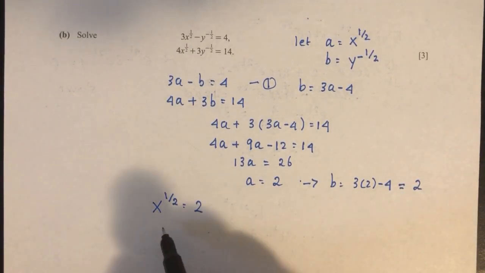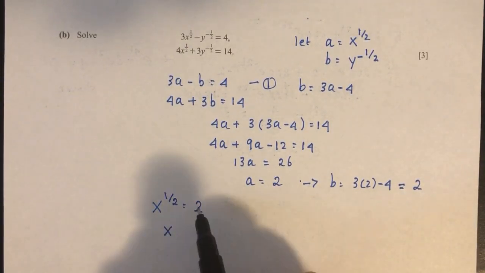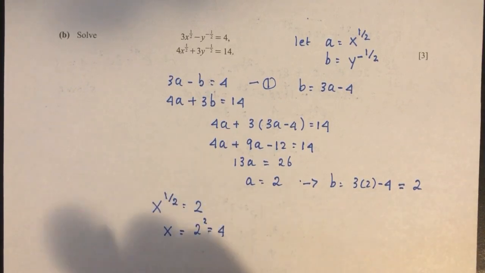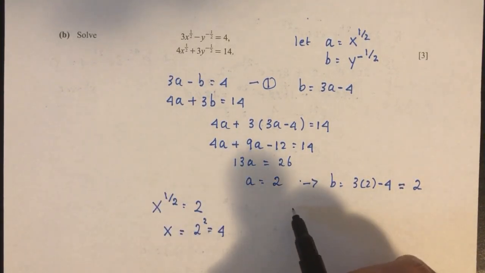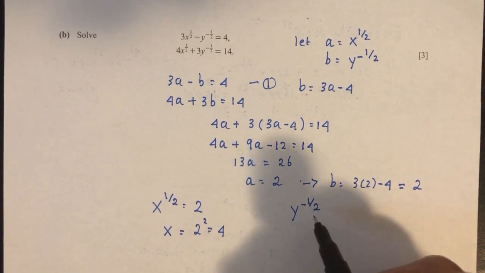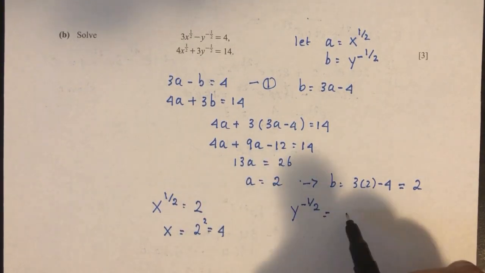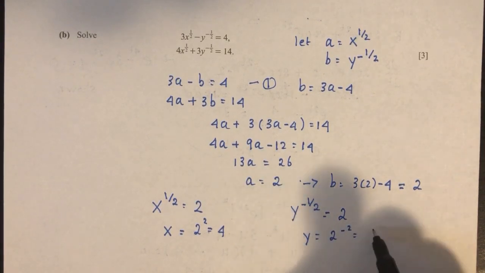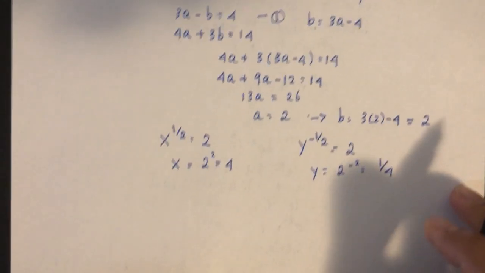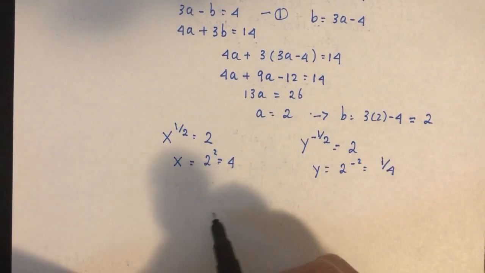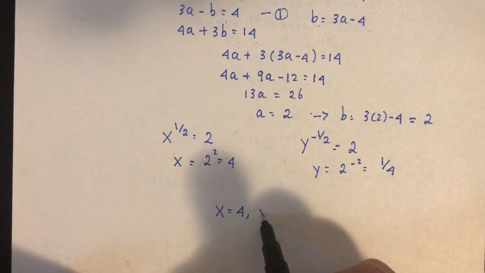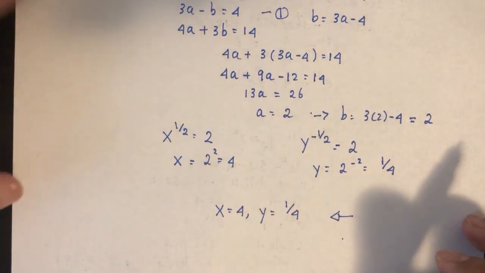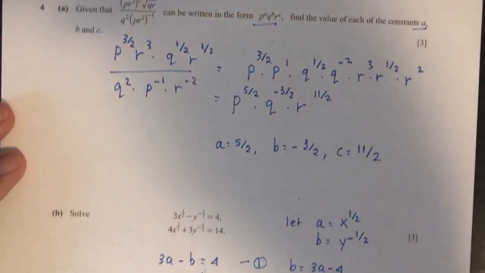So how do you find the value of x? You have to send the power over to the other side. That will be power 2 here, so that will be 4. Now for b, b is y to the power minus half, and that will be 2. So y will be 2 to the power minus 2, which is 1 over 4. So the value of x is 4, and the value of y is 1 over 4. This will be the answer for this part B, and that was question number 4.